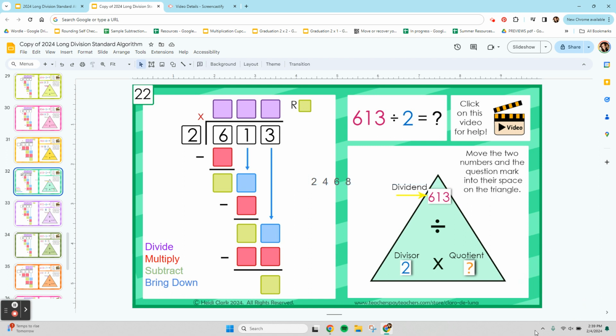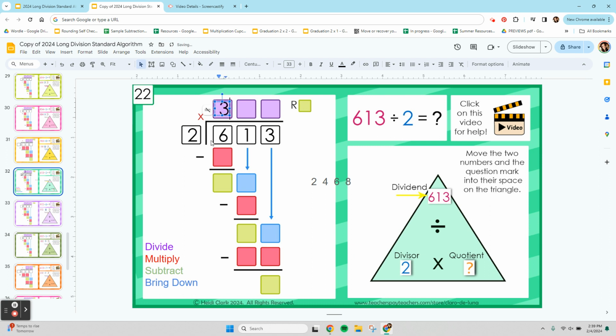I encourage you to try this on your own first. Pause this video now, do a couple steps, and then unpause and just see how you're doing because you'll remember it better that way. First, we're going to divide. 6 divided by 2. 6 divided by 2 is 3.